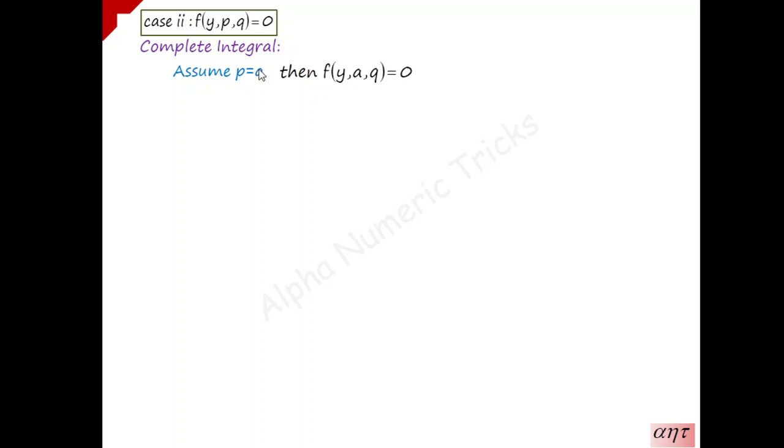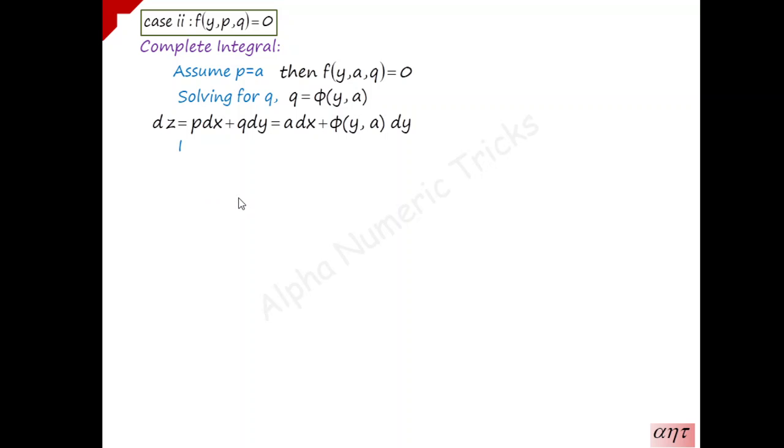Then your given problem becomes f of y comma a comma q is equal to 0. That is, instead of p we are taking a. From that you can get the value of q. So q is equal to phi of y comma a, and you have to substitute p and q in the equation dz is equal to p dx plus q dy, which is equal to a dx plus phi of y comma a dy. When you integrate this, you can get the complete integral.